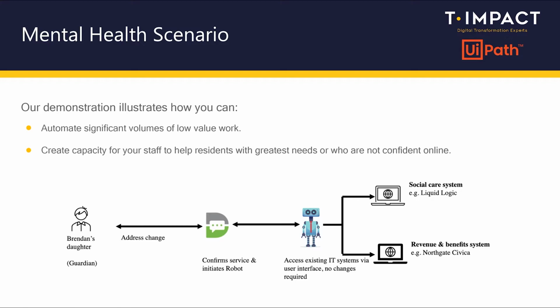The chatbot's going to interpret what it is that she wants from a normal communication, and when it determines what services are required, it will trigger a robot. That robot will then interact with the council social care system, Liquid Logic, might be Mosaic, and the revenue and benefit system, such as Northgate Civica.